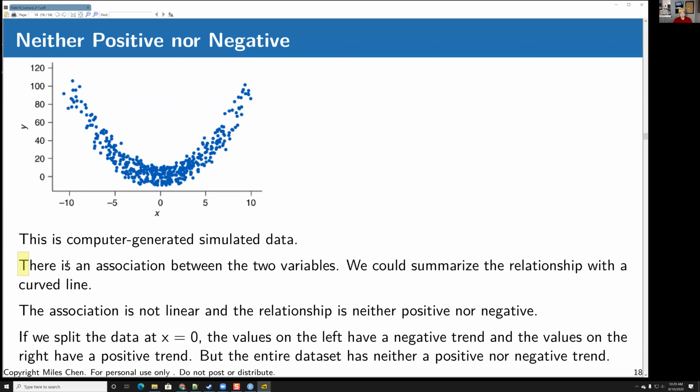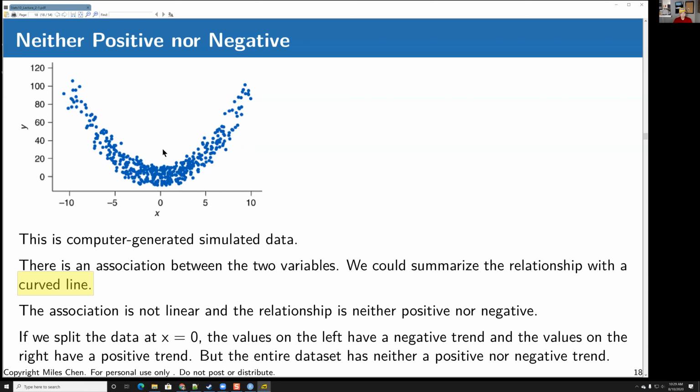Here, there is definitely an association between the two variables, okay? It's just that that association would have to be summarized with a curved line. So there's definitely an association between the variables, but that association is going to be curved. And overall, that relationship is not linear, and the overall relationship is neither positive nor negative, okay?